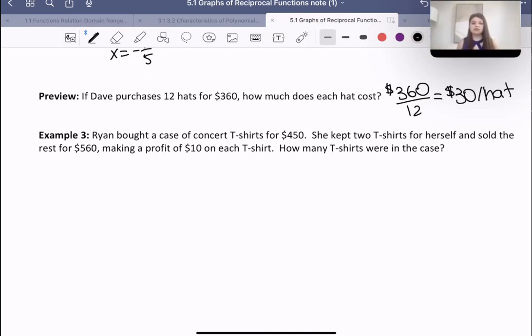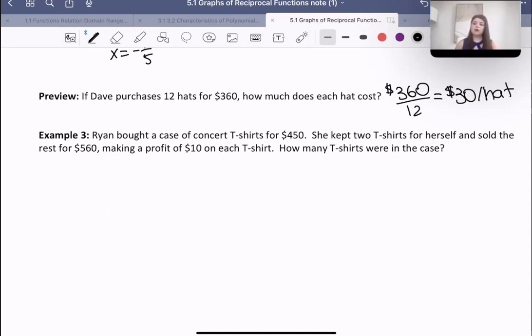It says here, Ryan bought a case of concert t-shirts for $450. She kept 2 t-shirts for herself and sold the rest for $560, making a profit of $10 on each t-shirt. How many t-shirts were in the case? Well, let's think about that. The first thing I want to bring up is, what are they asking for? Well, they're asking for how many t-shirts were in the case.